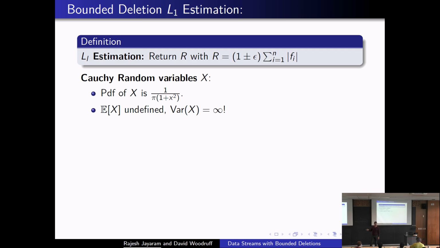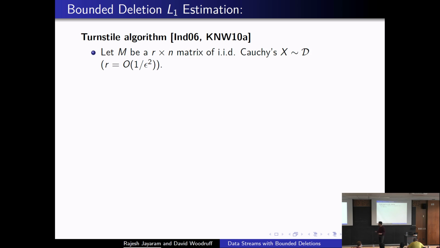So you can't actually use concentration bounds on these things at all, but they do have this nice property, which is the one stability property, which is that if I take the dot product of a bunch of IID Cauchys with a bunch of constants, a1 to an, the result is distributed according to another IID Cauchy times the L1. And this is the fact that's going to be used to estimate the L1 of the stream.